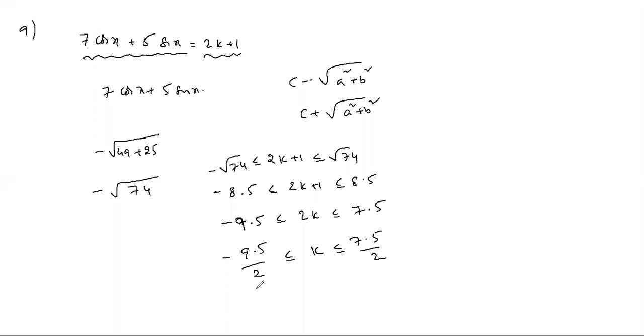Minus 9.5 by 2, minus 4.7 something, to 3.7 something, like that we will get. We take the approximate value, but we have to find only the number of integral values. What are the integers that lie between this range? What are the integer values?